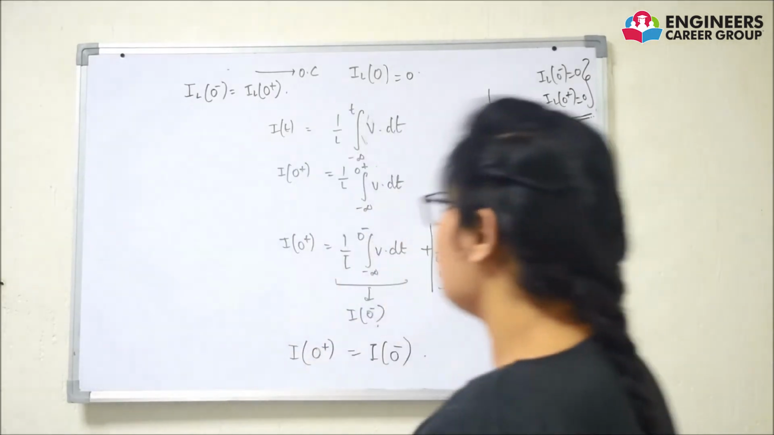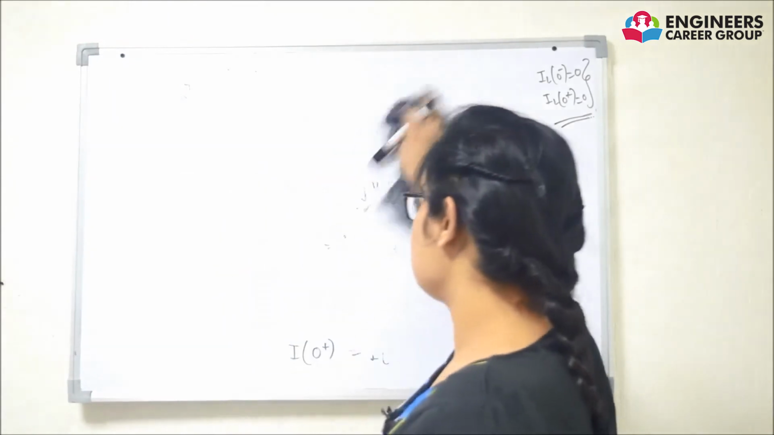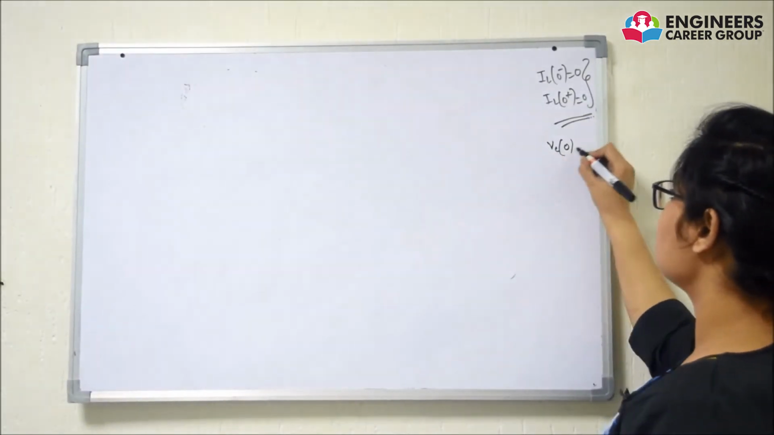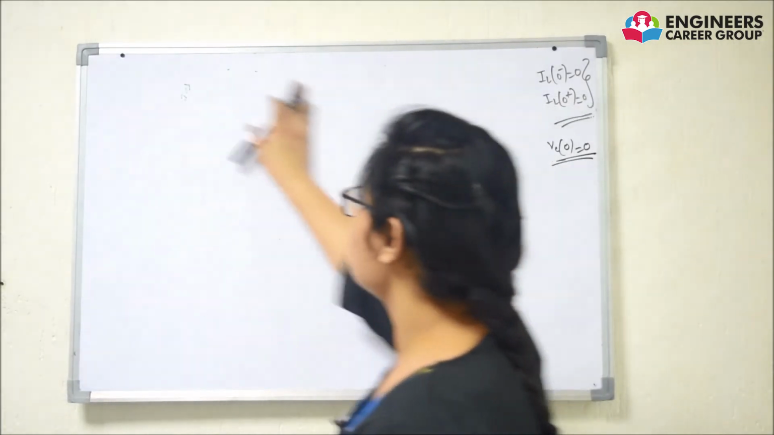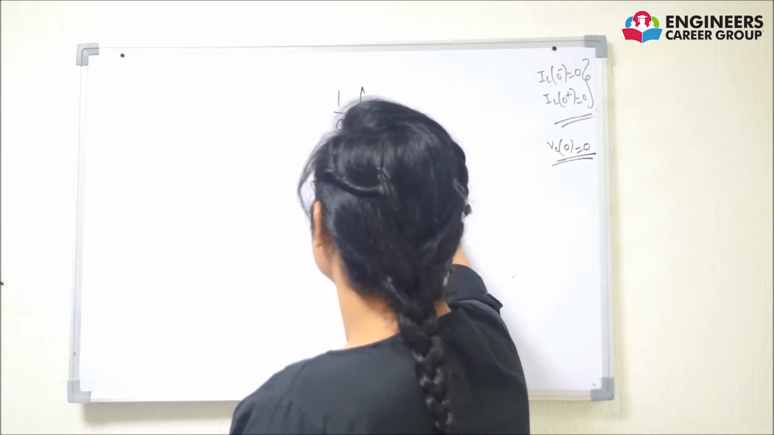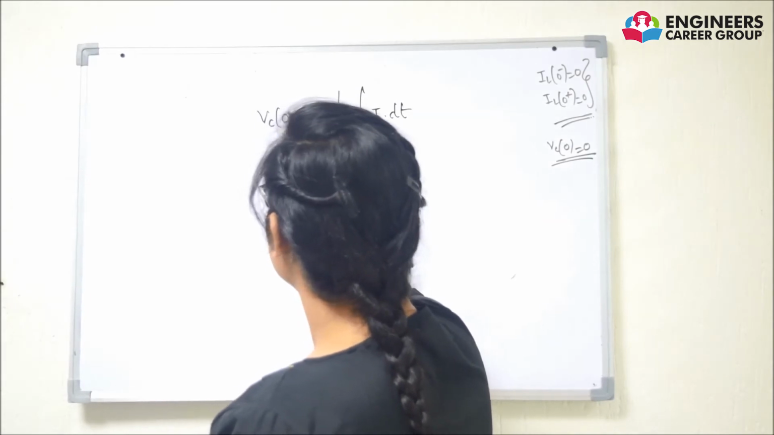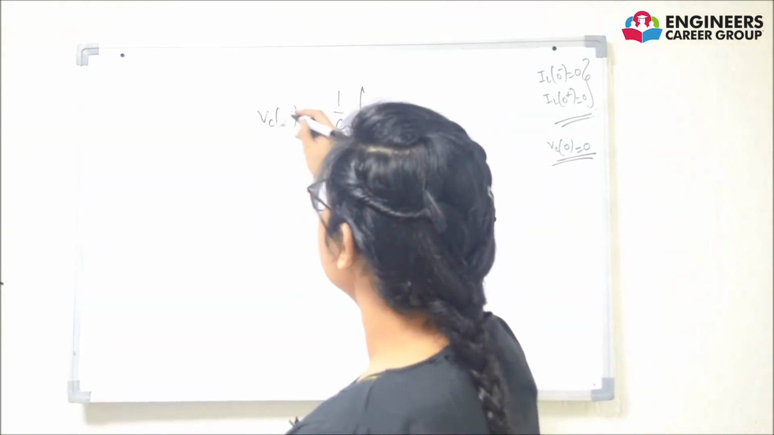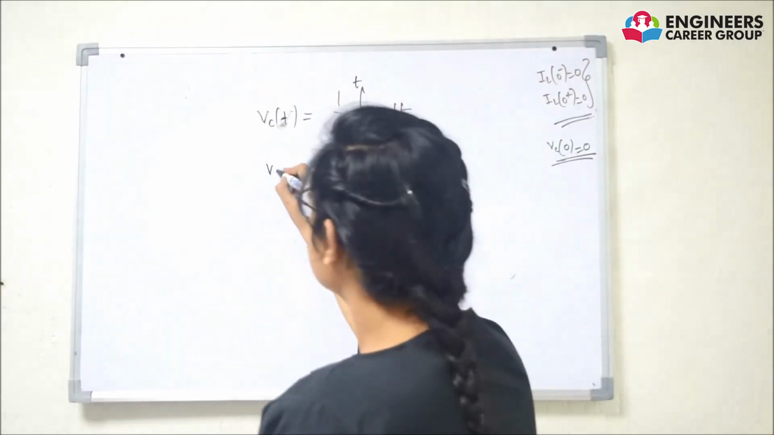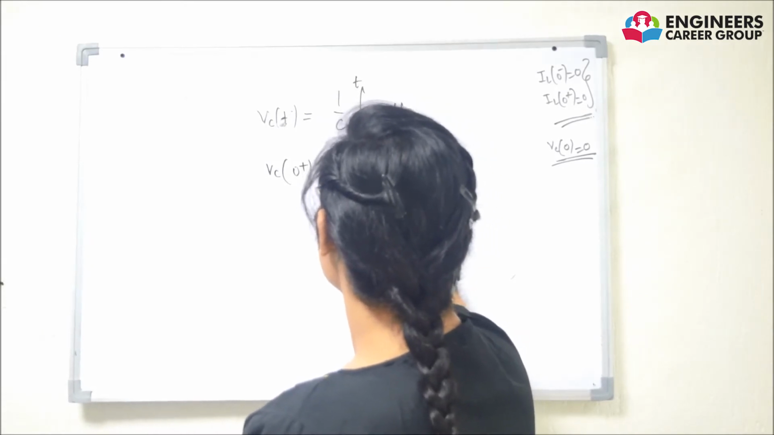We can do the same for the capacitor as well. The capacitor initially acts as a short circuit, that is Vc of 0 is equal to 0. That is, initially it will act as a short circuit. Similarly, we can write the equation for the capacitor as VC(t) is equal to... you can write it as Vc of 0 positive will be equal to 1 by C integral from minus infinity to 0 positive.